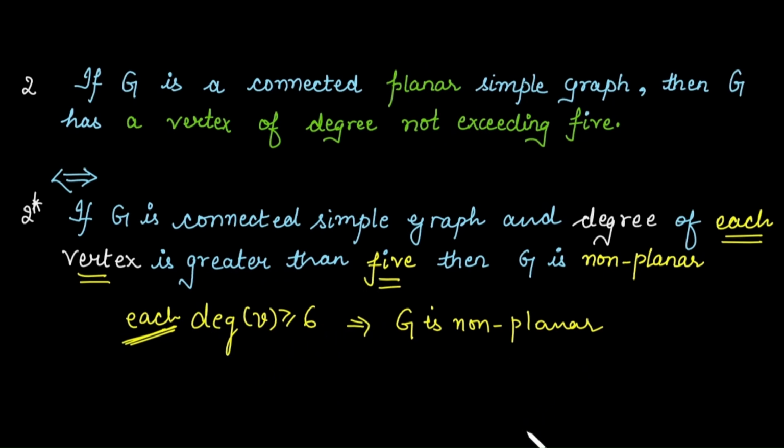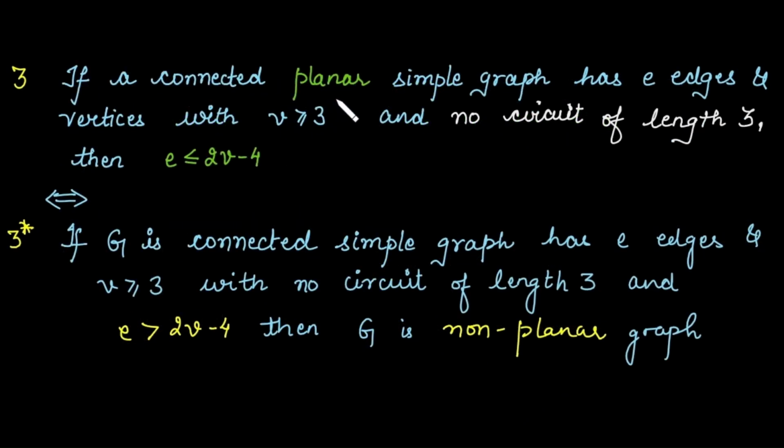non-planar. The third result is: if the graph is planar and connected, with a minimum of 3 vertices, and it has no circuit of length 3, then we have the inequality that edges are less than or equal to 2 times the number of vertices minus 4. Statement 3 is again a one-way result. So if the graph is planar with this condition, definitely we will get this result.